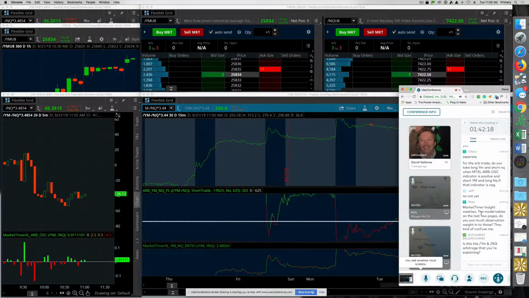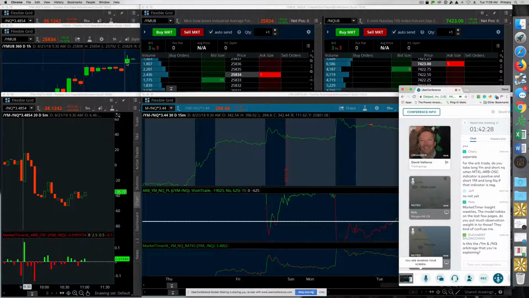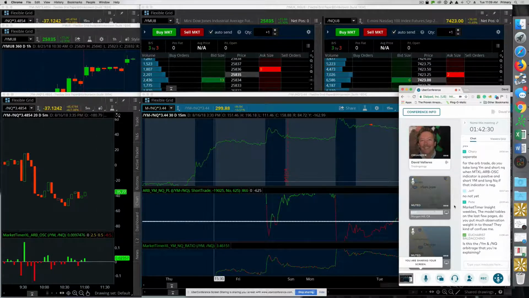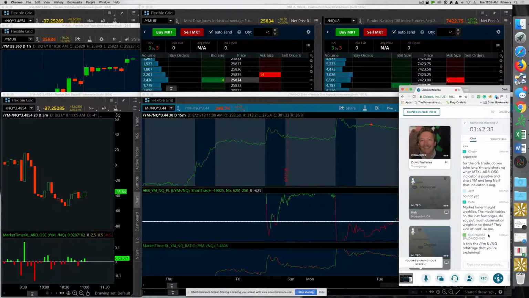Market Timer Insight Weekly has the model tables on the last few pages. Do you put much observation weight into those? They kind of confuse me. The model tables. You mean the long-term outlook, Pete?